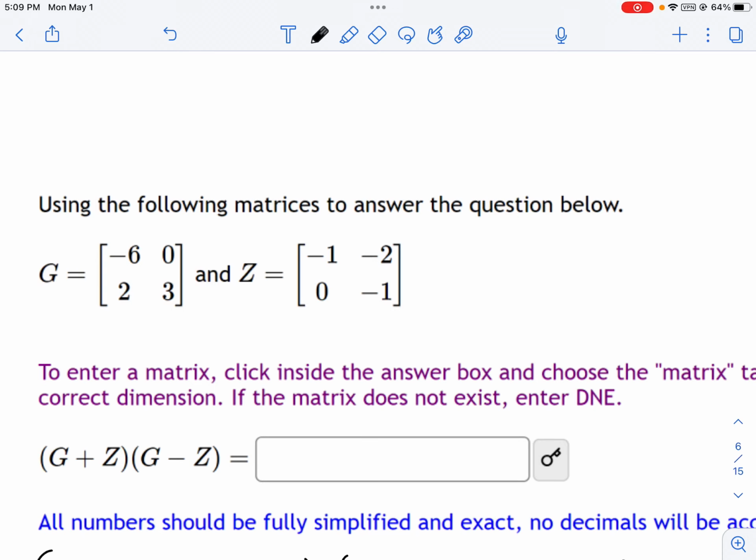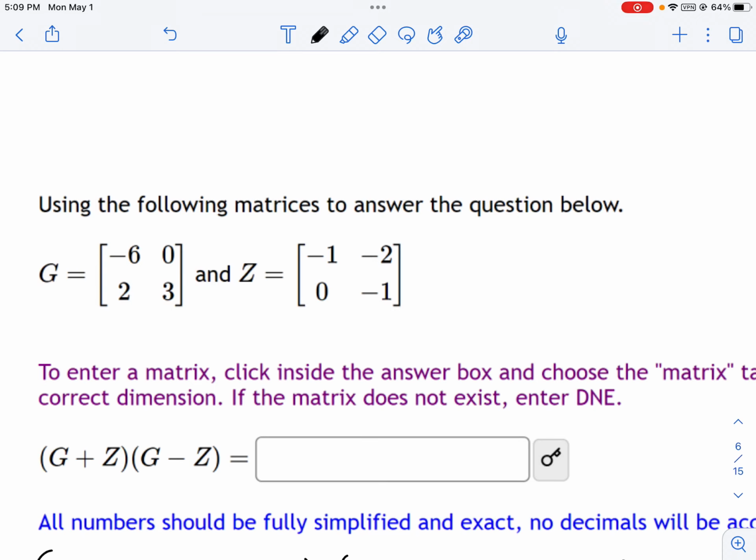Alright, so we have G and Z as our two matrices, and we're asked to find, after we multiply the G plus Z and G minus Z together, what's the resulting matrix? First thing you gotta figure out is, is this even possible?